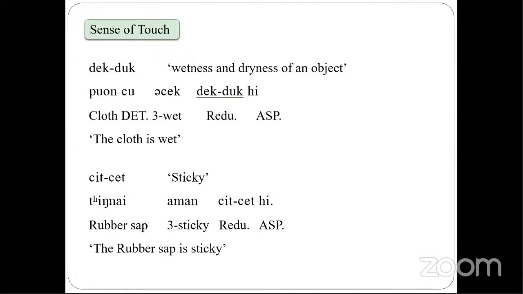And in the sense of touch, we have dek duk, which describes the wetness or dryness of an object. For example, pun chu acek dek duk hi. The cloth is wet. Or you can use chit chat, which means sticky. Thing nai aman chit chat hi. Thing nai is rubber sap. The rubber sap is sticky.